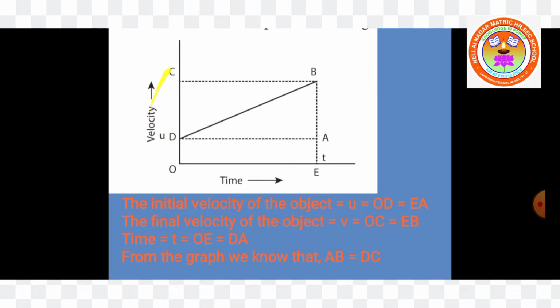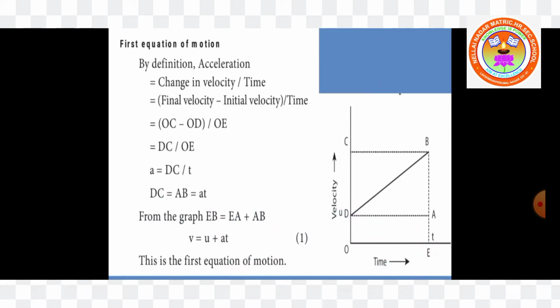So by using this graph, we are going to derive the equations of motion. First, the first equation of motion. From the definition of acceleration, we are going to derive the first equation of motion. Students, you already know what is meant by acceleration. Acceleration means the rate of change of velocity.